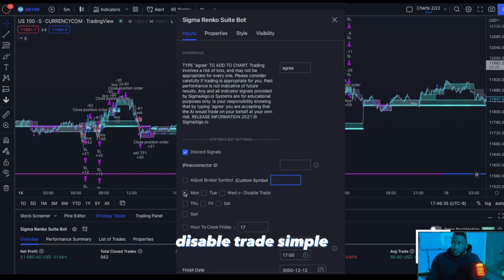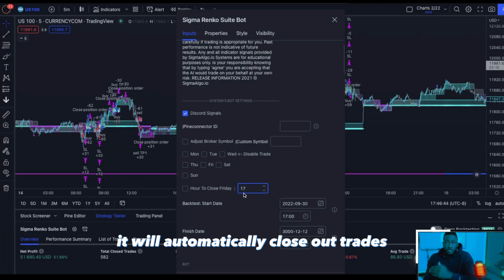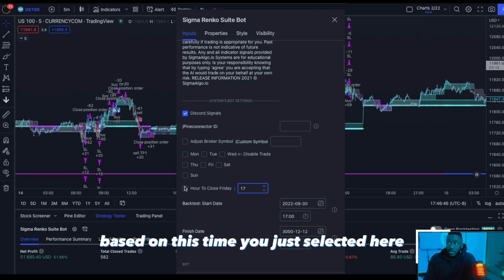Disable trade, simple. You don't want to trade Monday, click on that, won't trade Monday. Hours to close on Friday, GMT time. So you just make sure that it will automatically close out trades based on this time you just selected here.